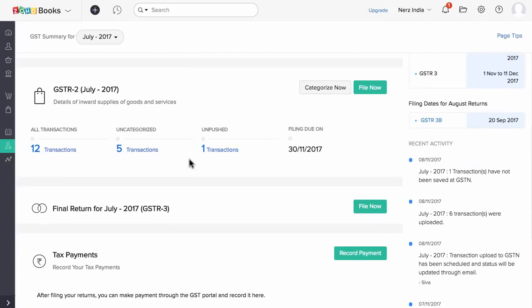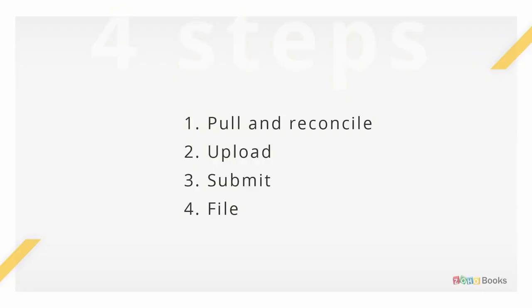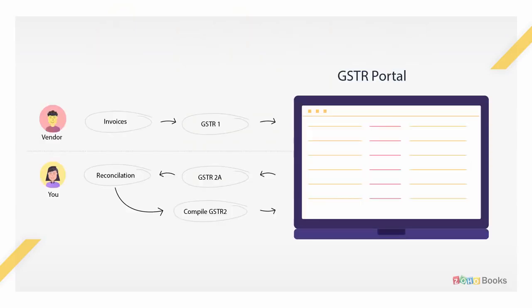GSTR 2 report consists of all the purchase invoices and credit notes received from your supplier created for that particular time period. GSTR 2 filing is a 4-step process. You will have to first pull GSTR 2A from GSTN and reconcile them with the transactions you have recorded within Zoho Books. When you buy goods, your vendor will send an invoice and you will record them as bills inside Zoho Books. So your vendor will collectively compile all his invoices and upload to GSTN.